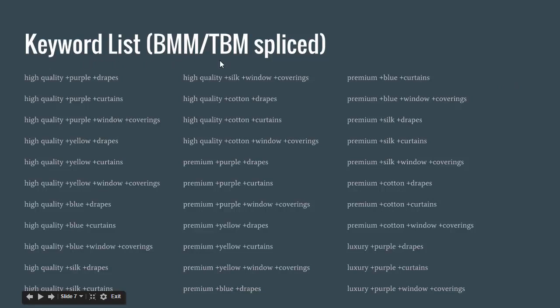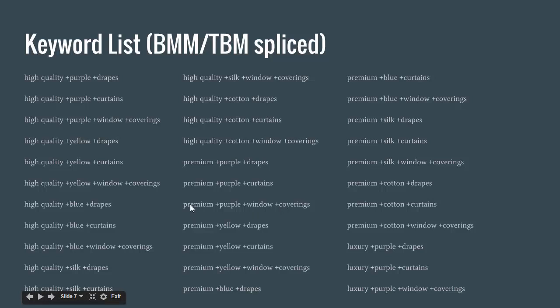Here's what it looks like when we remove the broad match modifier from the word high quality or premium or luxury. You can see that each one of these keywords still has the broad match modifier, the little plus sign, attached to the most important keywords, which are your adjectives and your nouns: purple, yellow, silk, cotton, and then the nouns, drapes, curtains, window coverings. Those are all the most important things. So in this example here, if the words purple window covering are in the search query, it doesn't matter where, as long as they're in there somewhere, then that search query is probably going to be relevant.